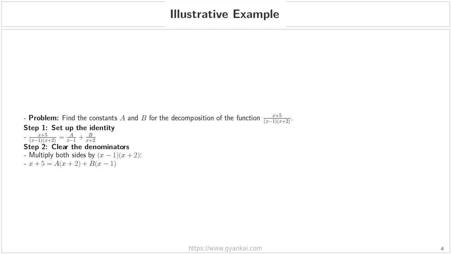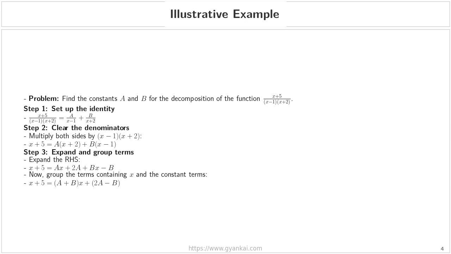Step 2. Clear the denominators. To get rid of those pesky fractions, we multiply both sides of the equation by the common denominator, which is x minus 1 times x plus 2. This gives us, on the left side, just x plus 5. On the right side, the x minus 1 and x plus 2 terms cancel out, leaving us with a times x plus 2 plus b times x minus 1.